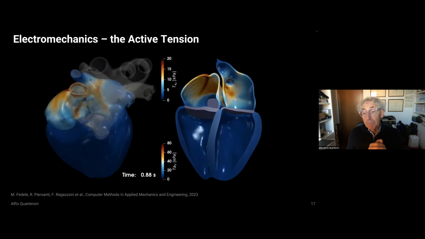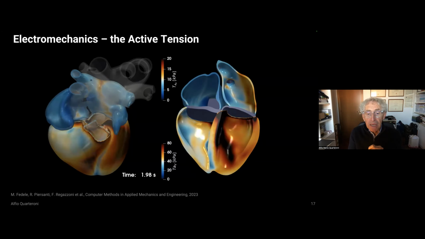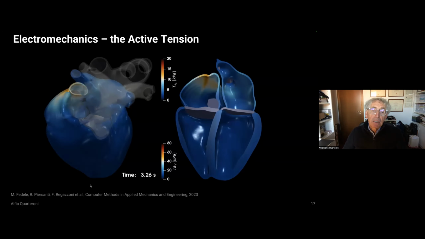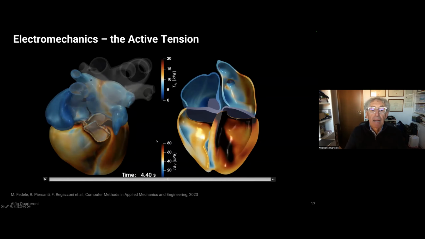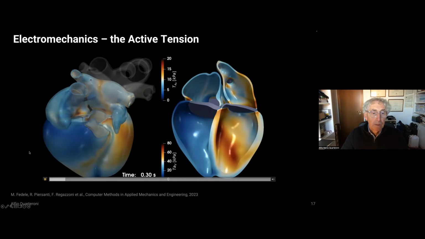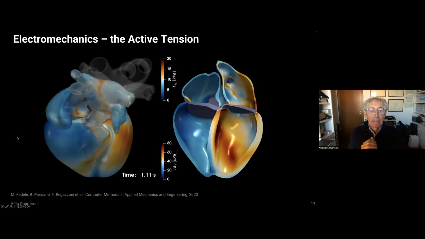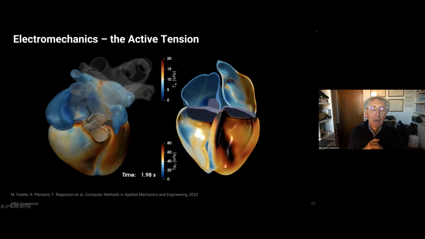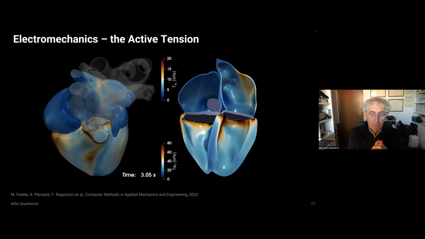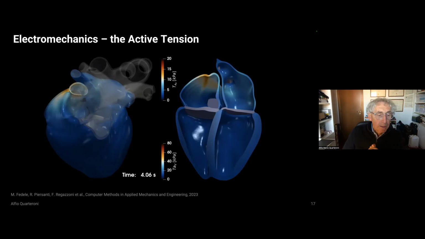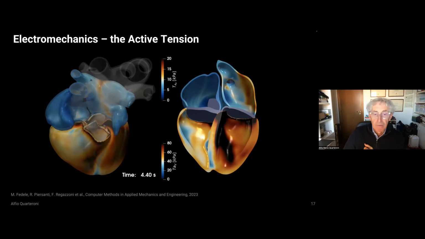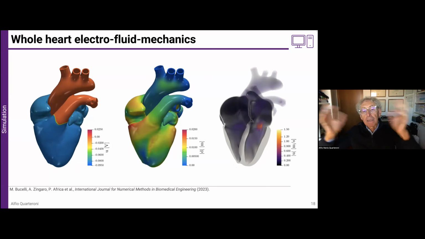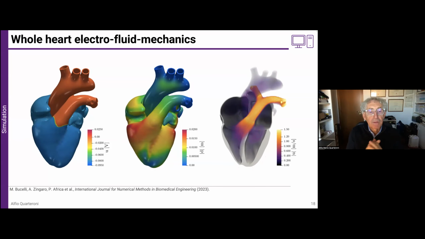Then we go to the mechanical part. This is the active tension. The active tension is the one that is generated at every single cardiomyocyte due to the electrical field. And you see the heart beating. Maybe you see it again. You see it again. And you see the synchronized action of the beating heart at the microscopic level, say, at the cross-bridge level. Then you have the macroscopic, the global beating of the heart.